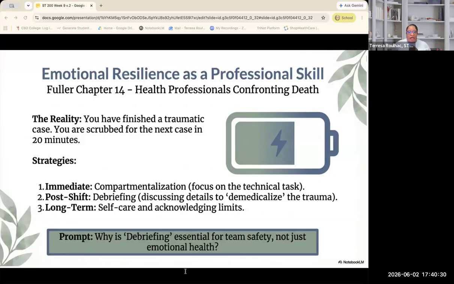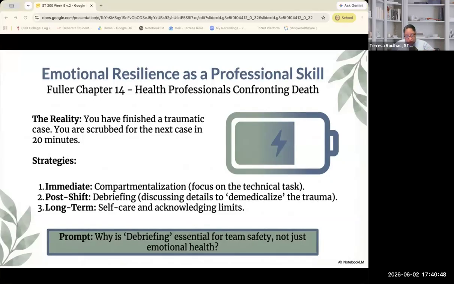Emotional resilience is not about being numb, right? It's about being regulated. In that moment, you focus on the task. That's appropriate. That is survival level professionalism.